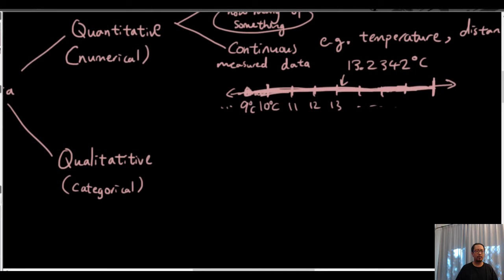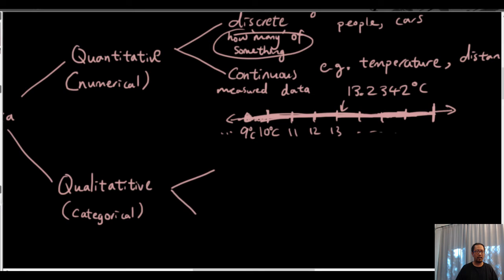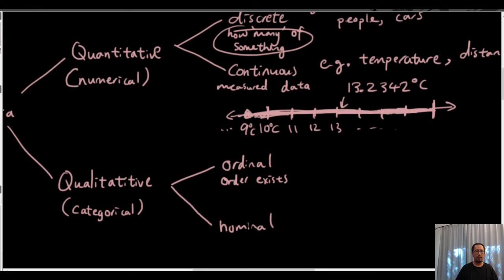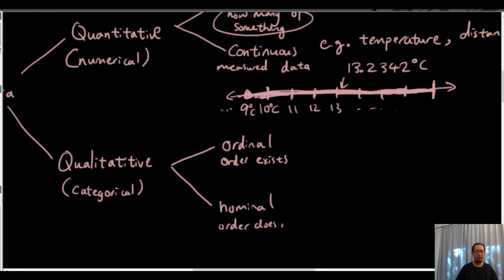Qualitative data. Again, you can categorize that. Data that's based on text, we're going to categorize in two ways. We're going to say either they are ordinal or nominal. Ordinal is when the data is ranked, where there is some sort of order. And nominal is where order does not exist.